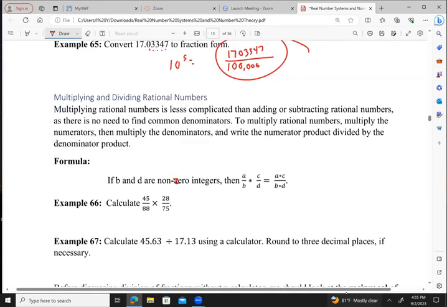So this is simply 45 times 28 over 88 times 75. 45 times 28 equals 1,260. And 88 times 75 equals 6,600.